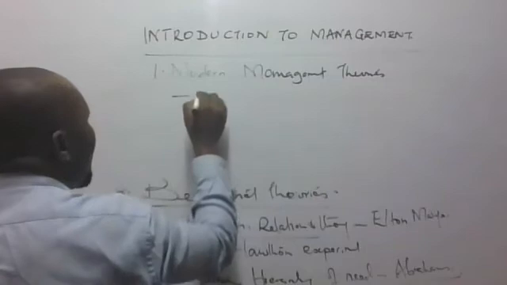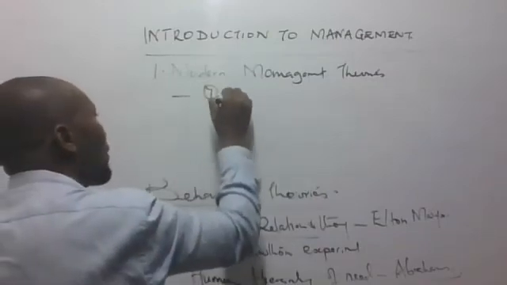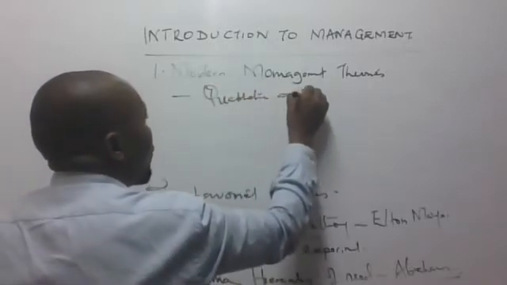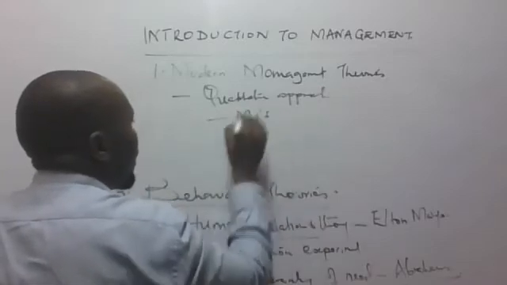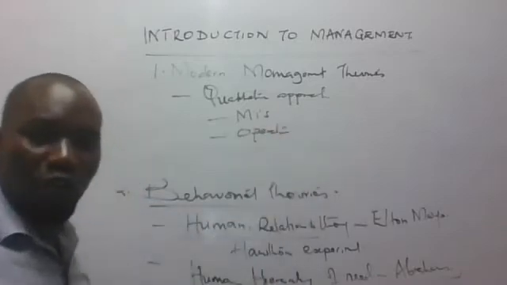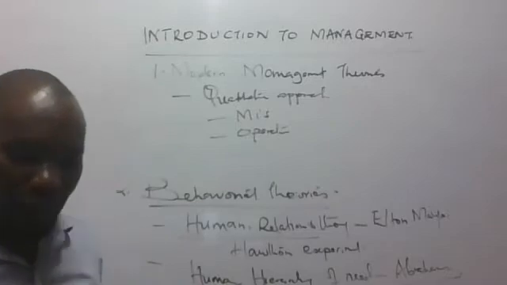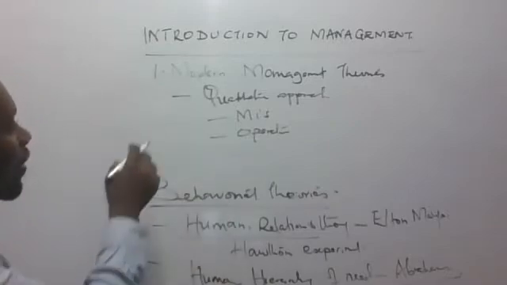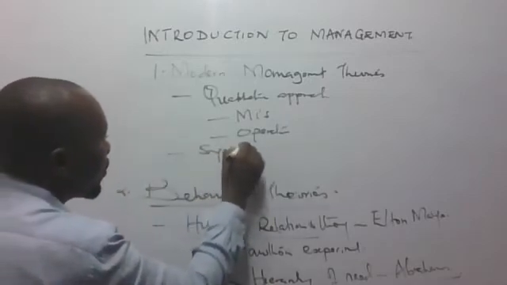So under this model, the first one is the quantitative approach. Under the quantitative approach, we consider things like MIS and operation management. I know some people are now going for degrees specializing in operation management, right? After that, we also have the system approach to management.